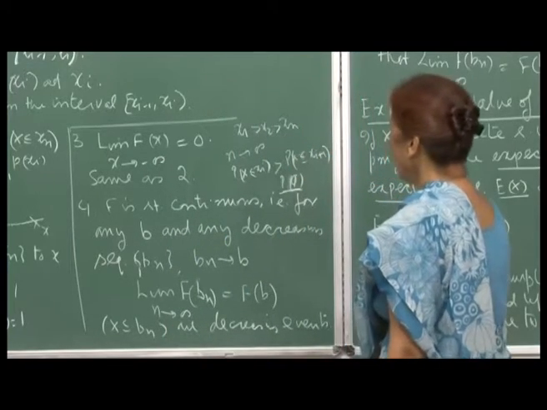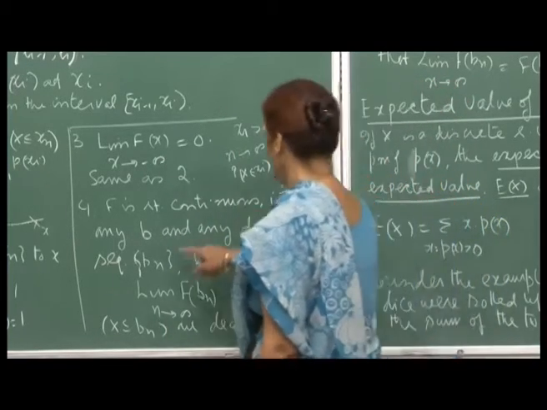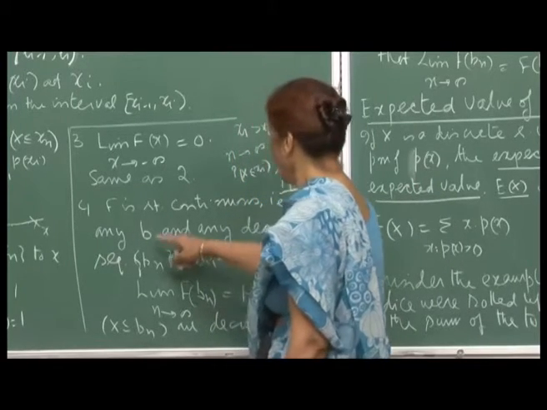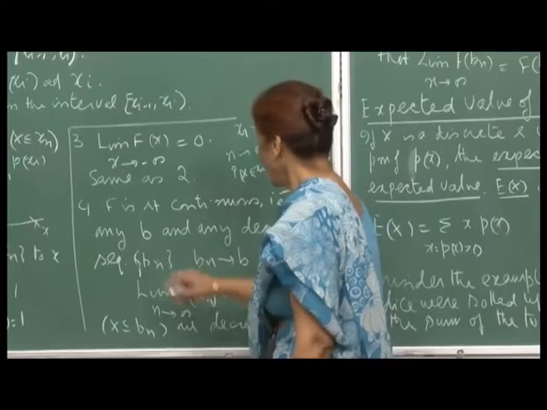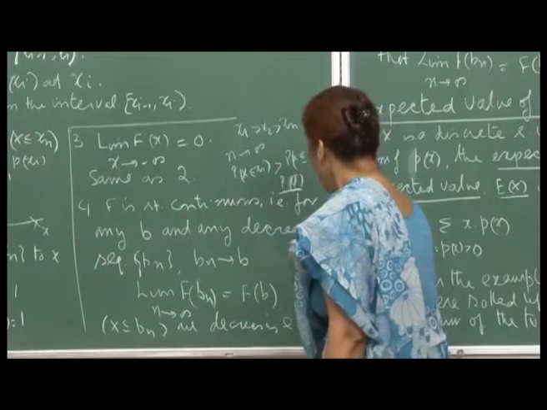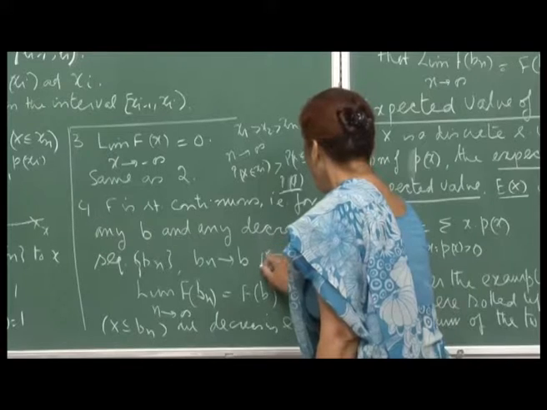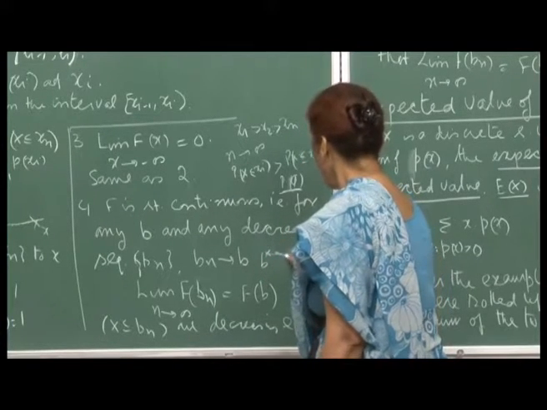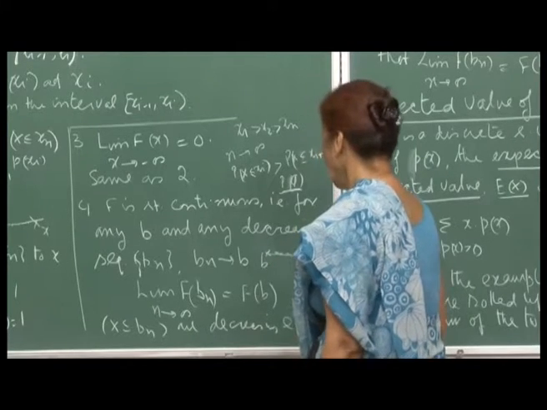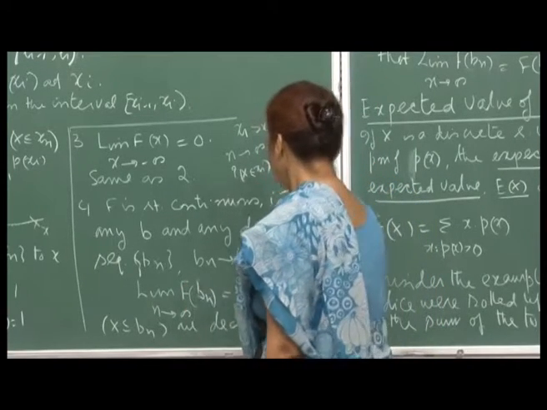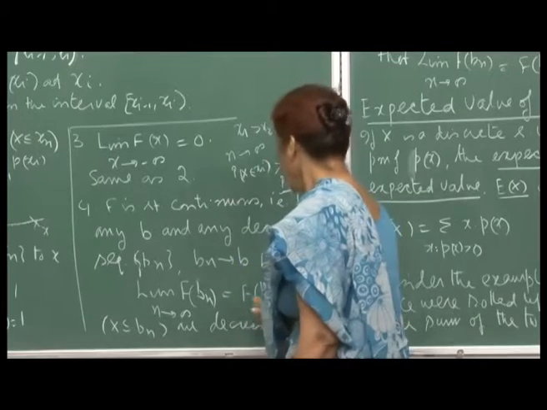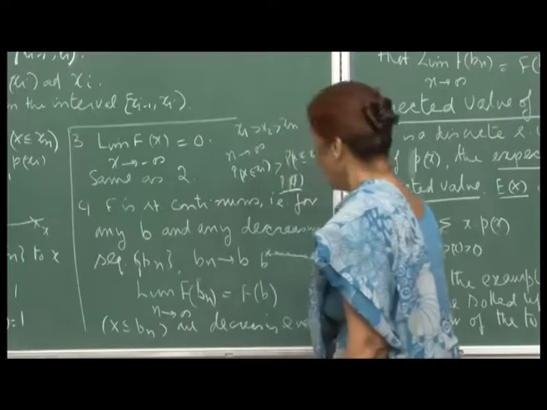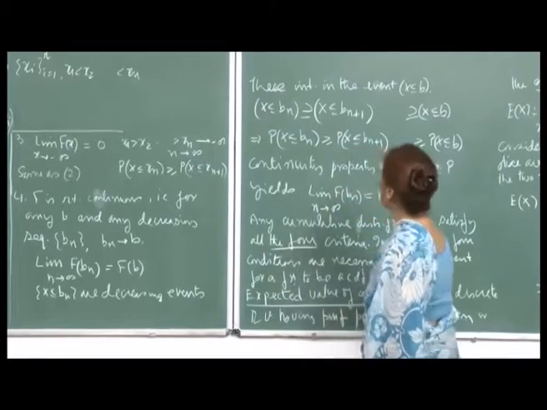Same as 2. Then F is right continuous, because for any b and any decreasing sequence b_n, you approach b from the right. The sequence b_n is coming from the right-hand side, and the limit of F(b_n) as n goes to infinity is F(b), because the events X less than or equal to b_n are decreasing events, and the sequence b_n converges to b.